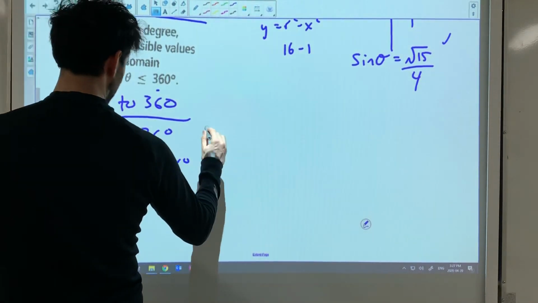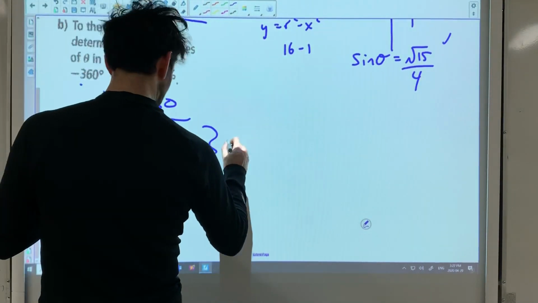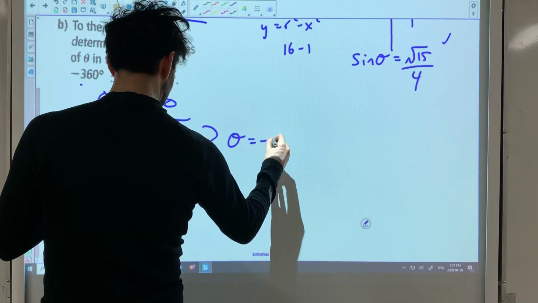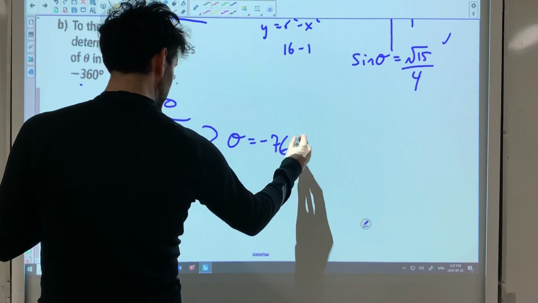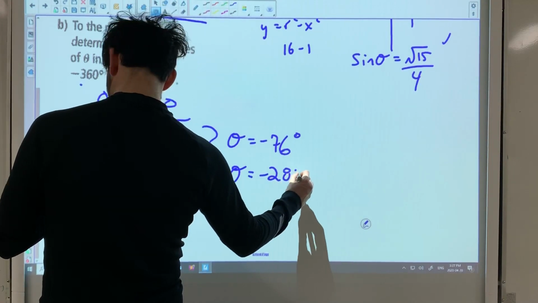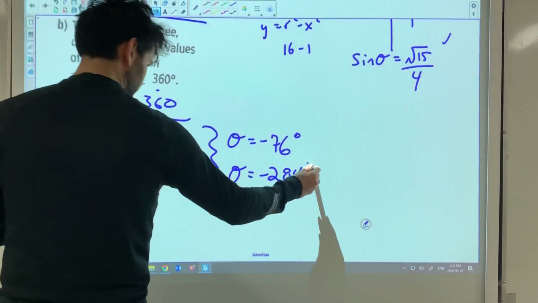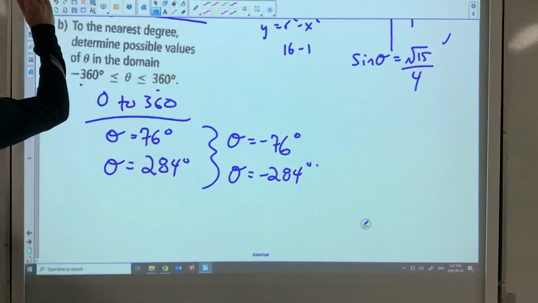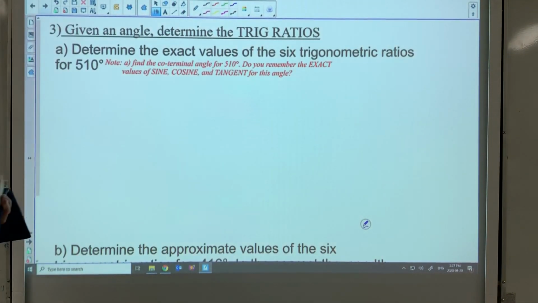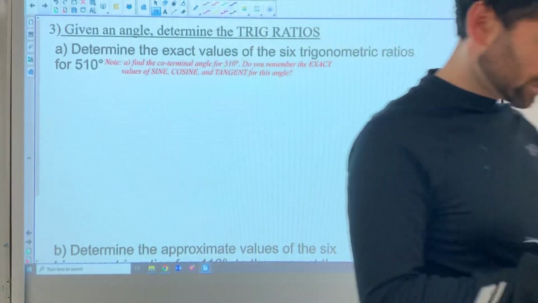Now, to find the negative coterminal angles, just subtract 360 from both. So you are going to get negative 76 for one of them, and negative 284 for the other. Wonderful. We are done. Boom. All right. I do believe we're getting close to the end here. This is a very long lesson. I really do apologize.